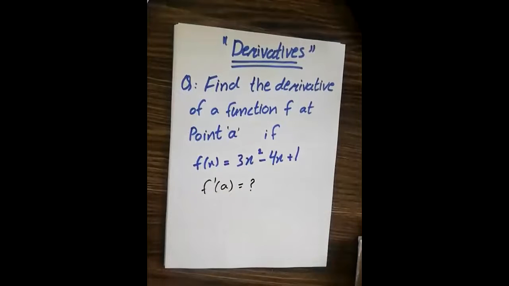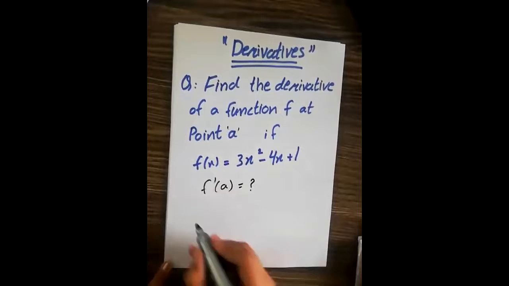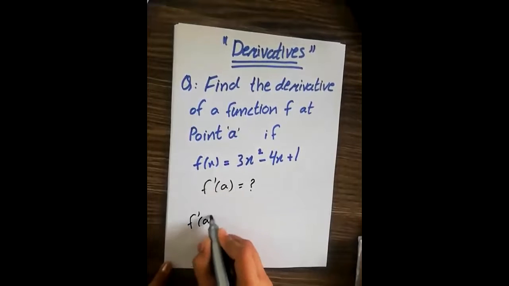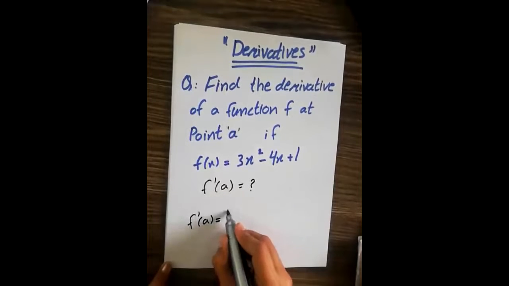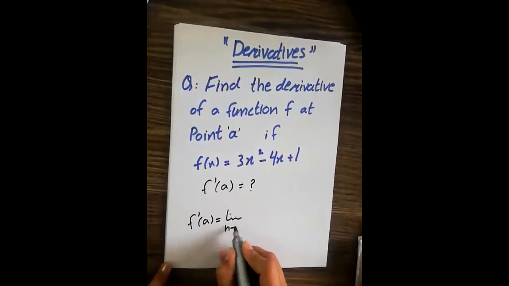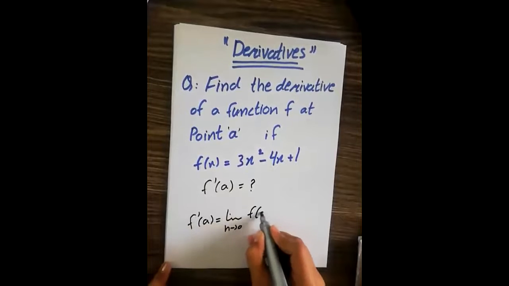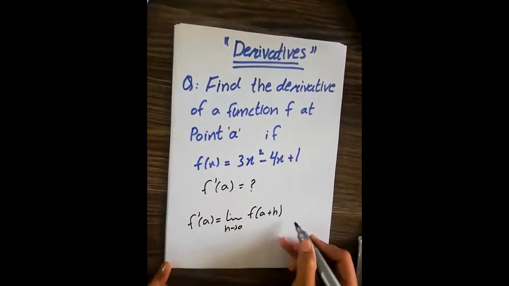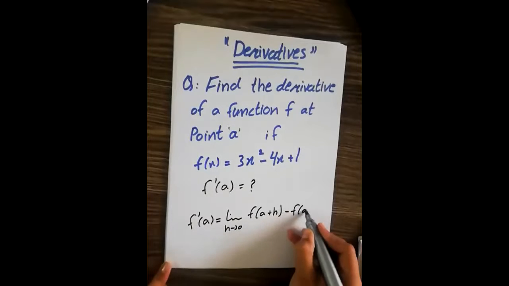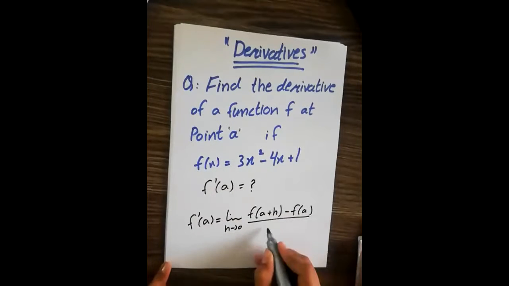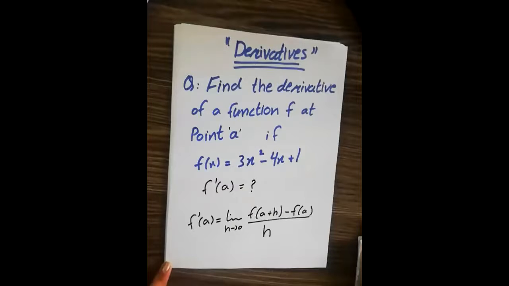So what is the formula for finding the derivative of a function at some point? The formula is f prime of A is equal to limit h approaches to 0, f of A plus h minus f of A over h. This is the formula for finding the derivative. Now we will put the values of the function at point A plus h in A.